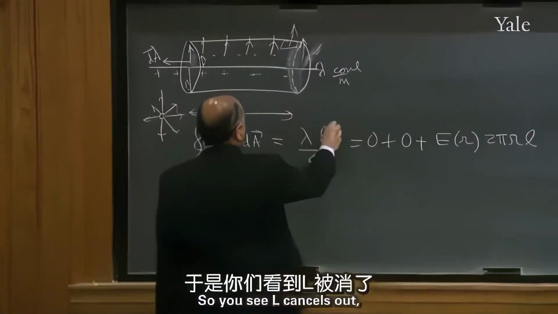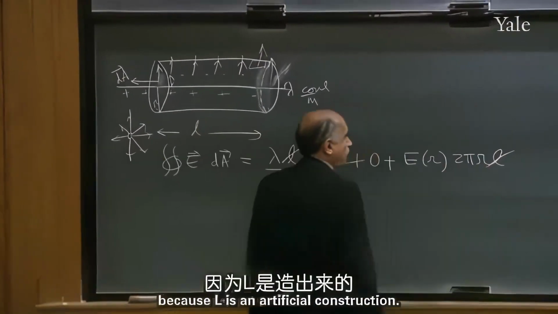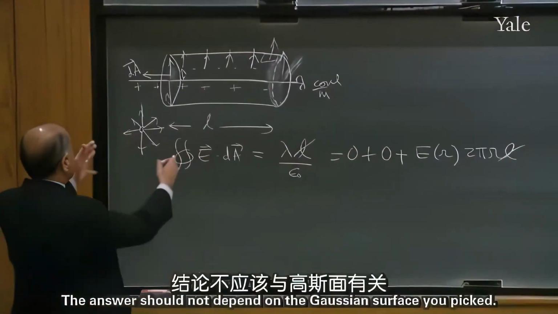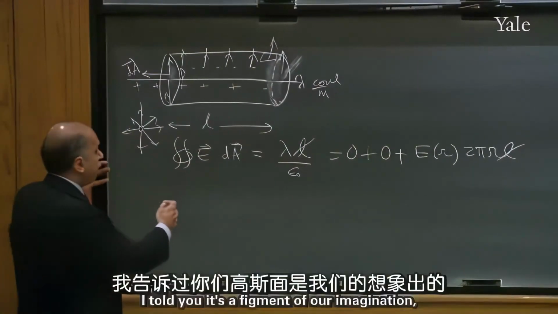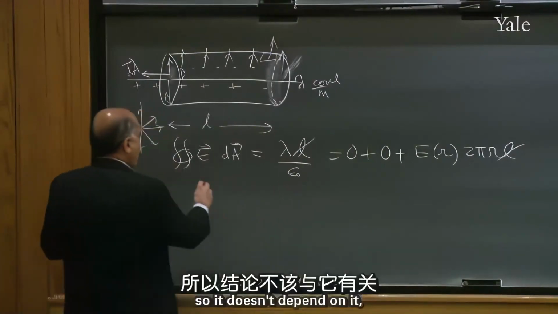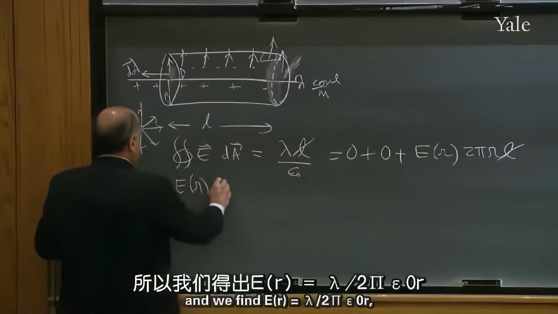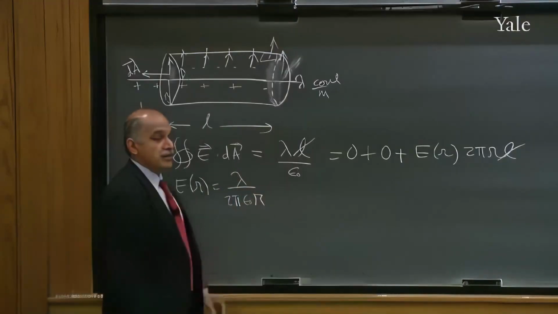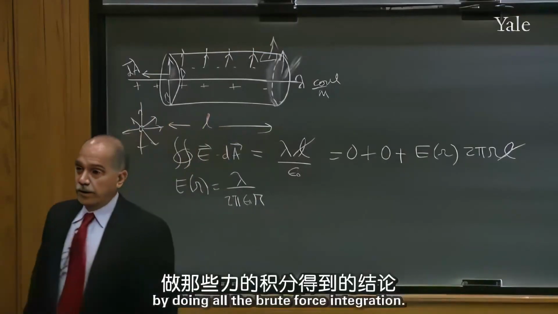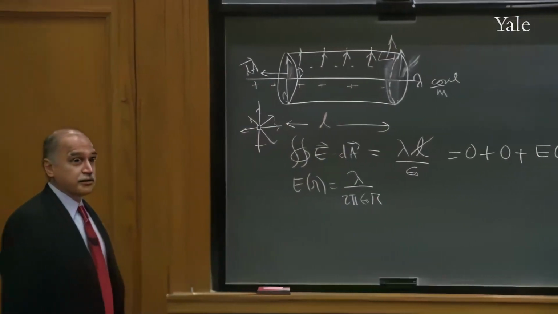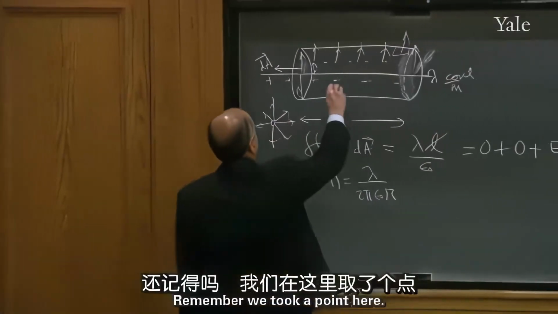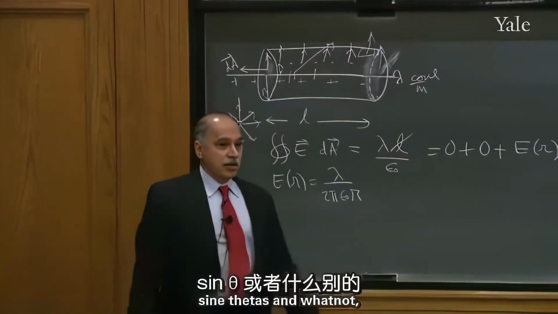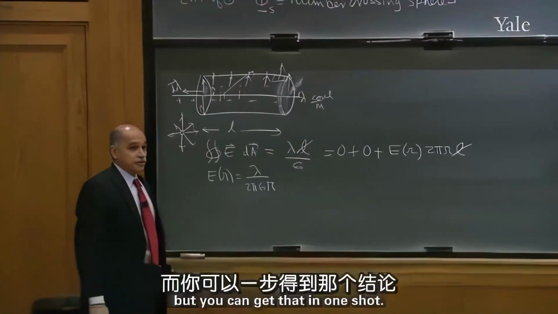So you see, L cancels out, and it better cancel out because L is an artificial construction. We made up L. The answer should not depend on the Gaussian surface you picked. I told you it's a figment of our imagination, so it doesn't depend on it. And we find E of r equal to lambda over 2 pi epsilon 0 r, which is a result we got earlier on by doing all the brute force integration. Remember, we took a point here, we took some segment, we drew the arrows, did an integral, sine thetas and whatnot, but you can get that in one shot.